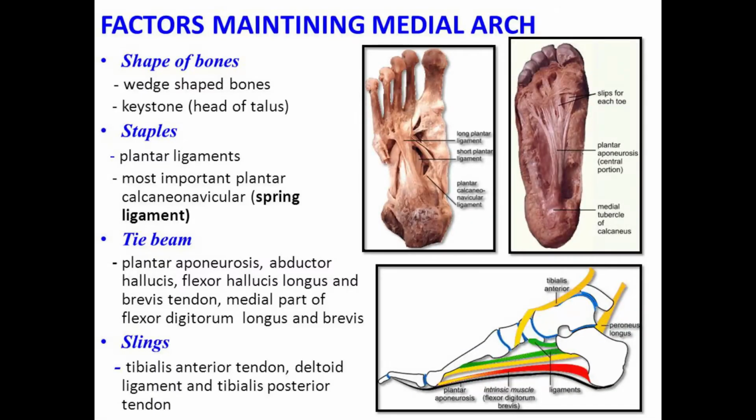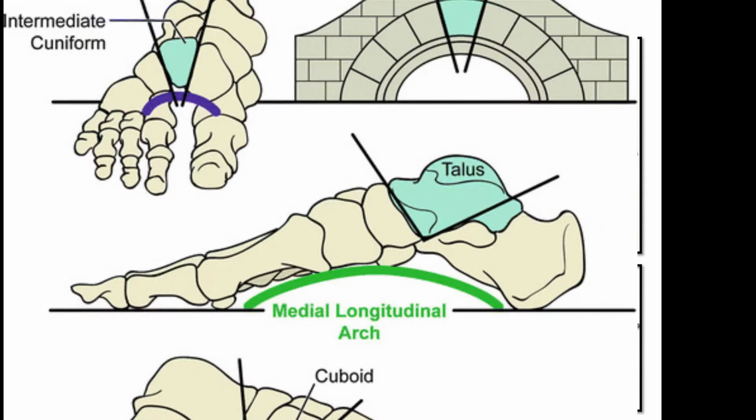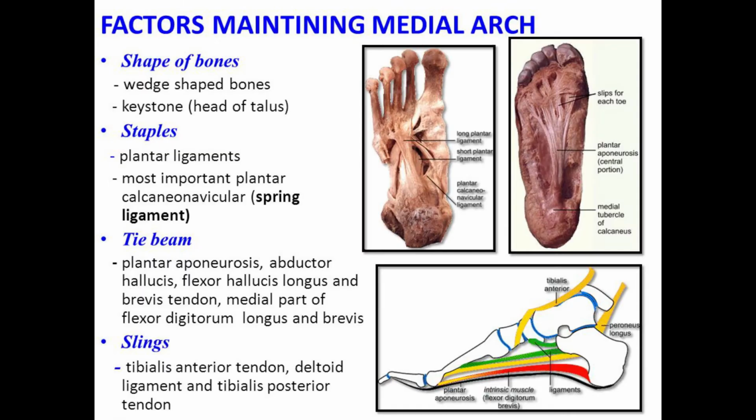Factors maintaining the medial arch. First is the shape of the bones. It has wedge-shaped bones, and the keystone is the head of the talus. Next is the staples. So these are the plantar ligaments. The most important plantar ligament is the calcaneonavicular ligament.